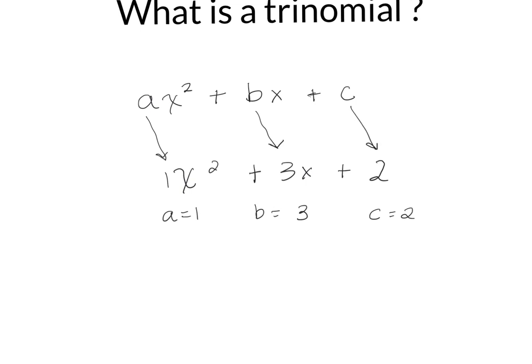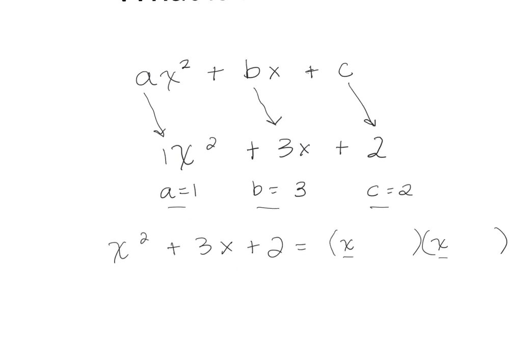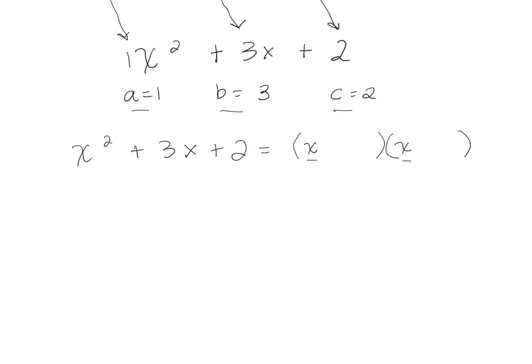And what we're going to do is take this x squared plus 3x plus 2 and factor it into two binomials, okay? If a is equal to 1, we're going to have an x here and an x here. So my first step is to write down what a is, what b is, and what c is equal to. Step 2, we're going to look at the c.